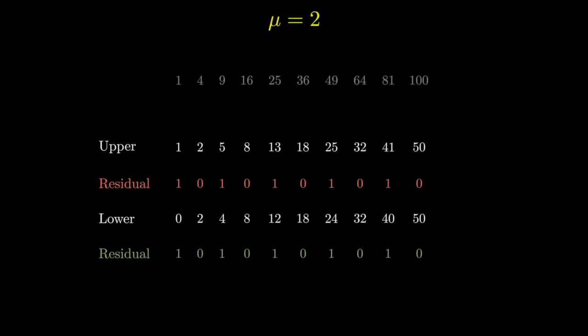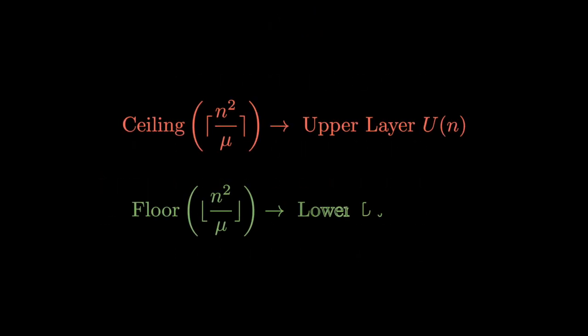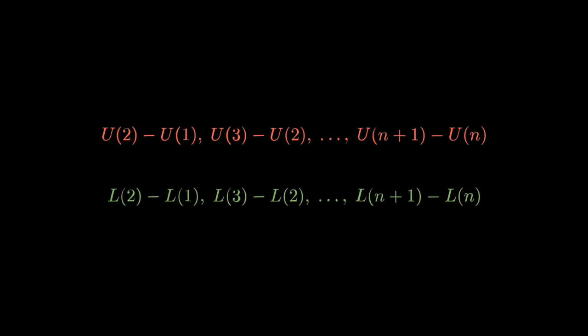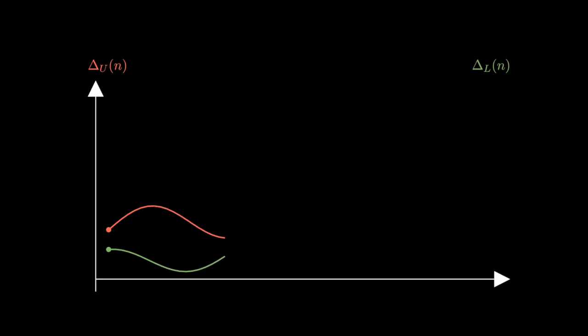I wondered if this only happened with 5. So I tried the same process for 2, 3, 6, 7, and the same structure fit perfectly. That's when I decided to give names. Floor became the lower layer, and ceiling became the upper layer. Inside these upper and lower layer sequences, I noticed smaller repeating steps, patterns of change. I called them delta U and delta L. These tiny fluctuations were like the heartbeat of each layer.